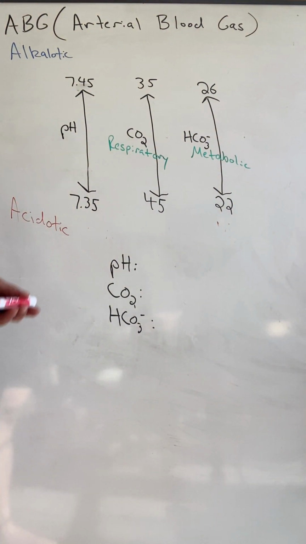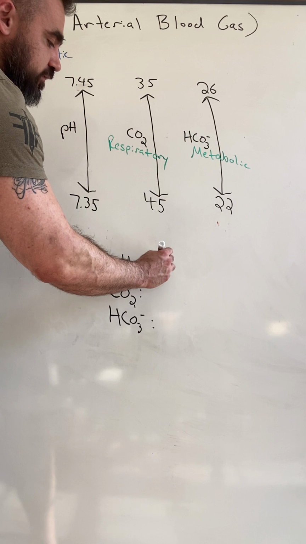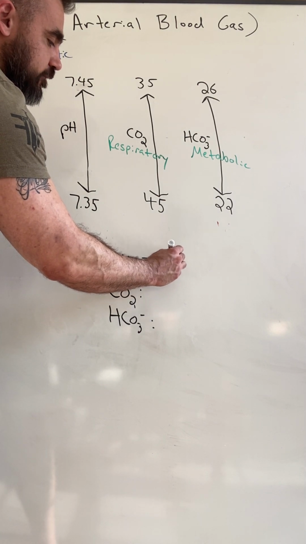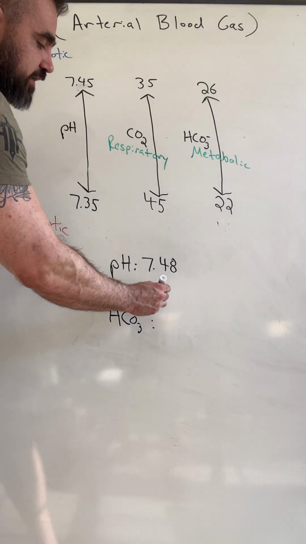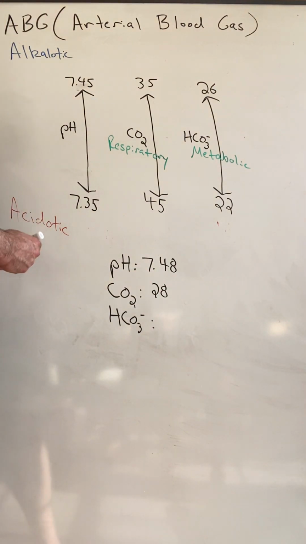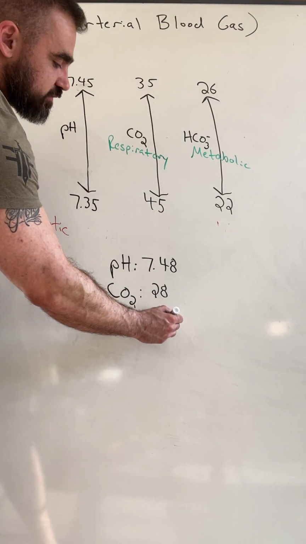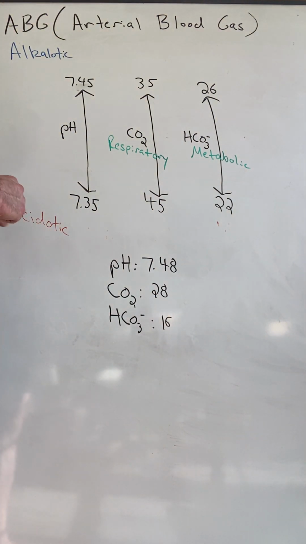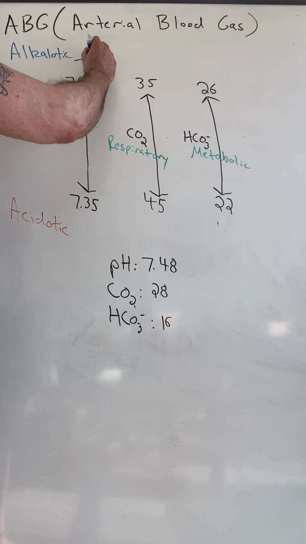So let's do another partial compensation problem. So pH, let's say it's 7.48. Okay. Let's say our CO2 is 28. And let's say our bicarb is going to be 16. All right, so what does that give us? How do we know? So 7.48, so alkalotic, run this side.